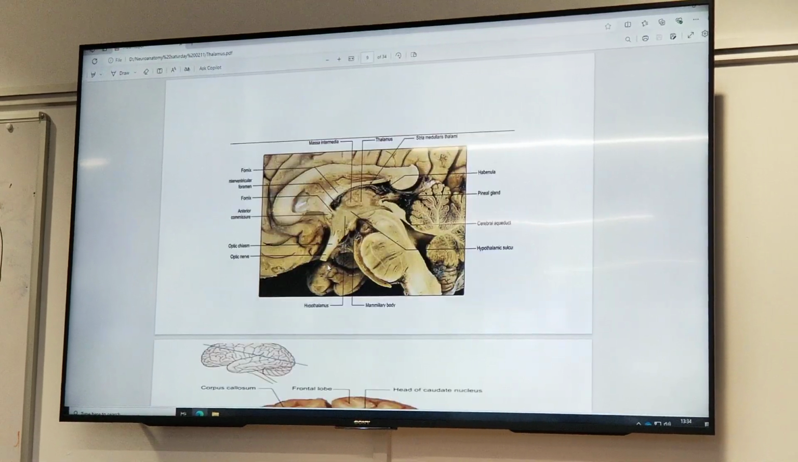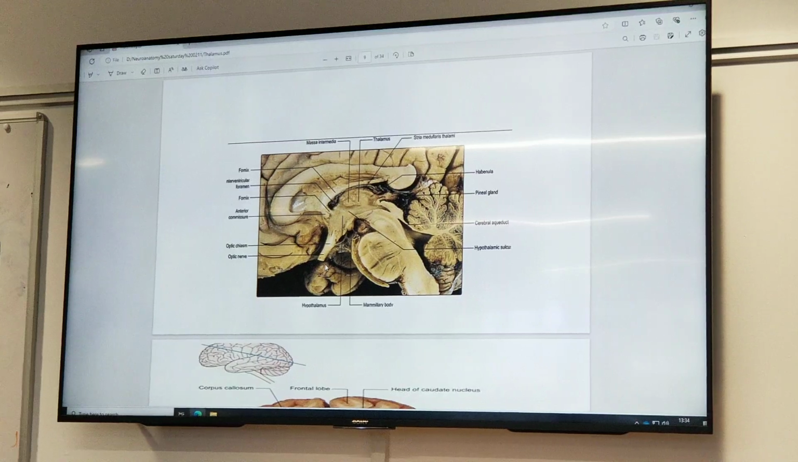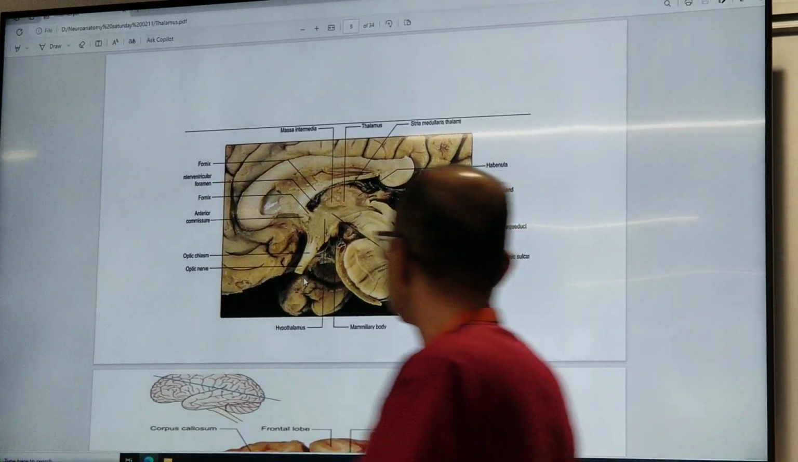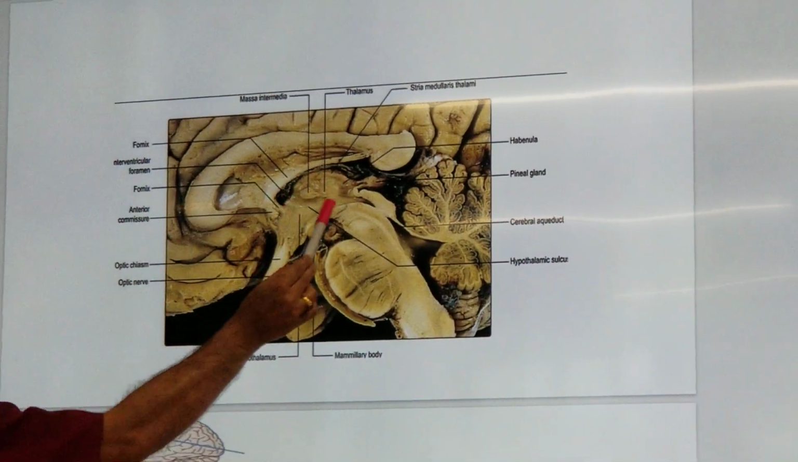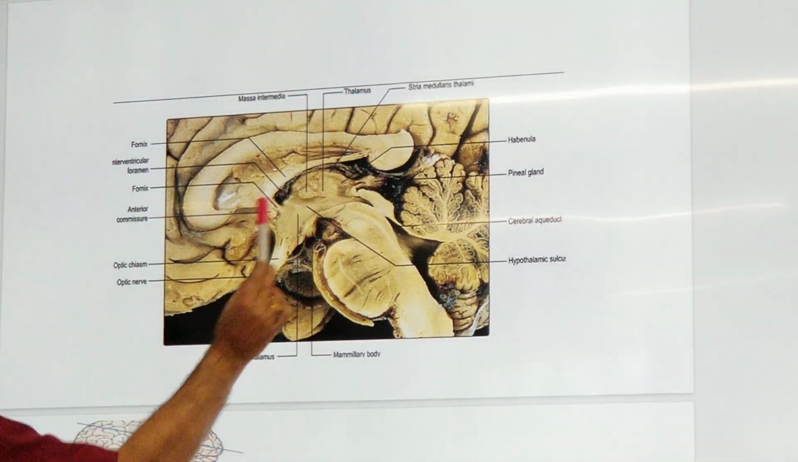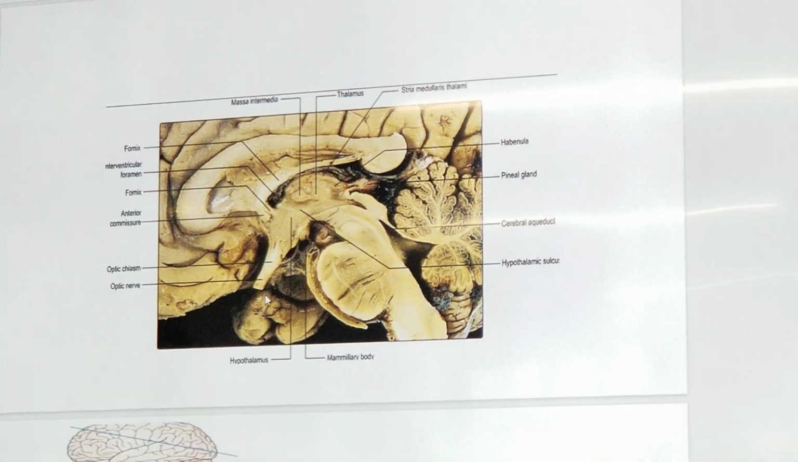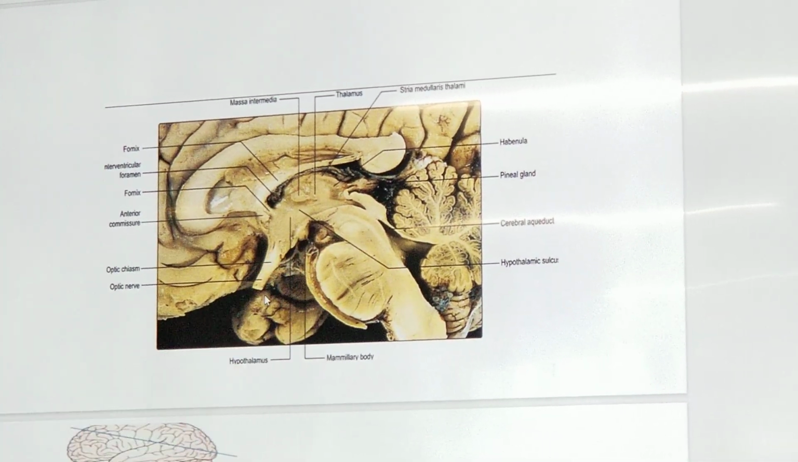This is another view of the thalamus. This is a very good picture. You can see this is the thalamus, this is the hypothalamus, this is the pineal gland, and this is the cerebral aqueduct.